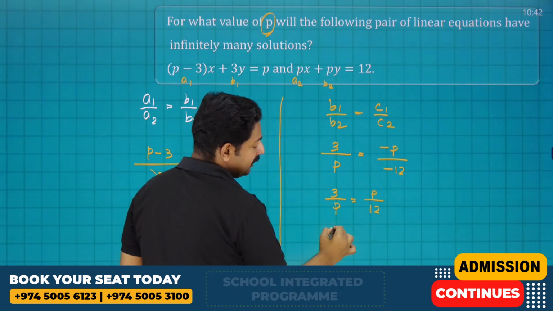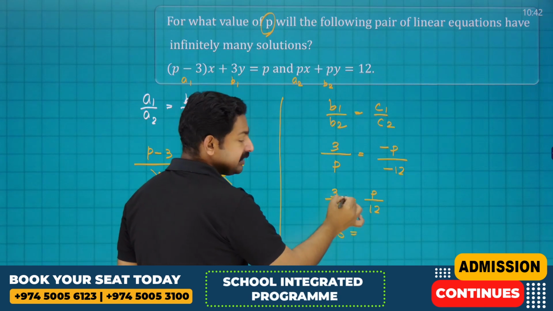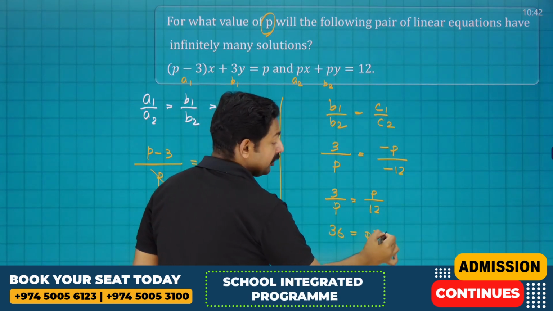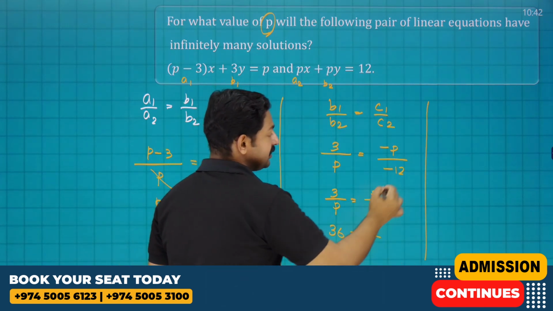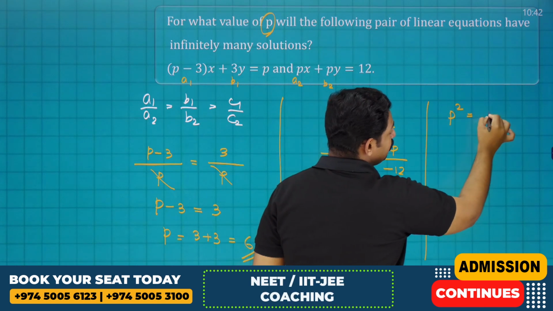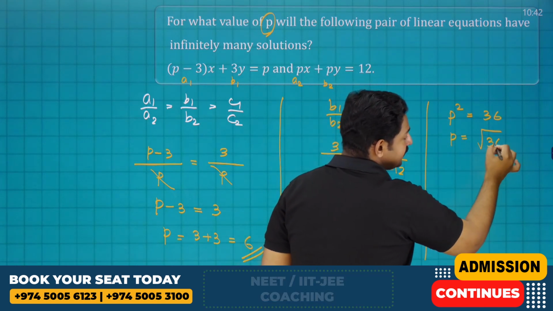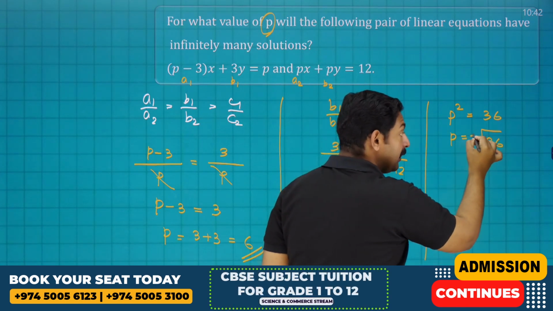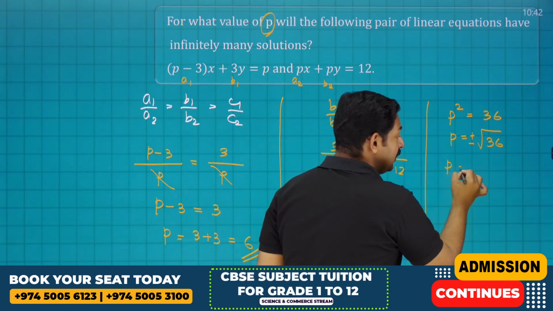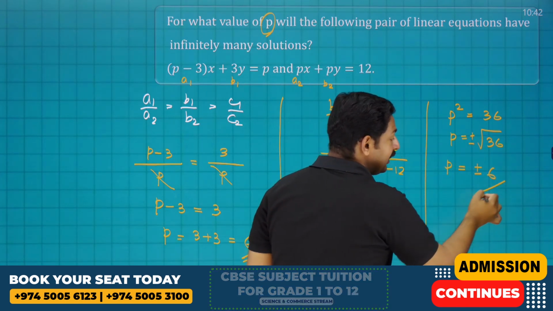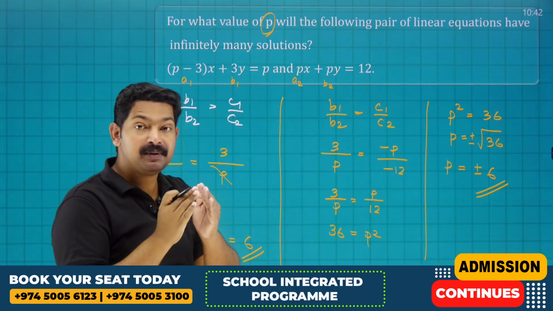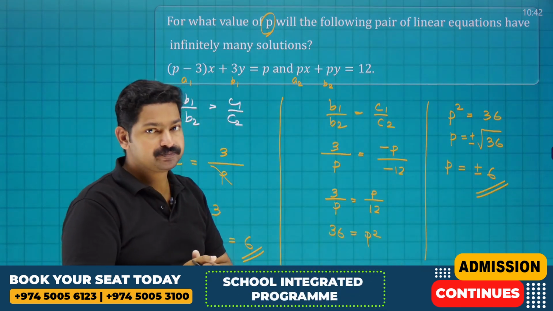If you cross multiply you will be getting 36 is equal to 12 into 3 is 36 is equal to p square. You got p square is equal to 36. Then if p square is equal to 36, the value of p is equal to root 36, or, as you are studying, plus or minus root 36. p is equal to plus or minus 6 you are getting. So the value of p can be plus 6 or minus 6.